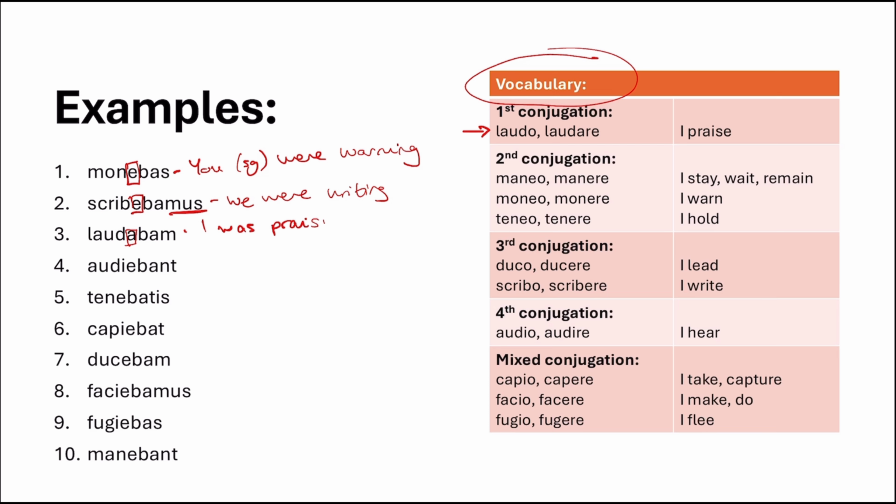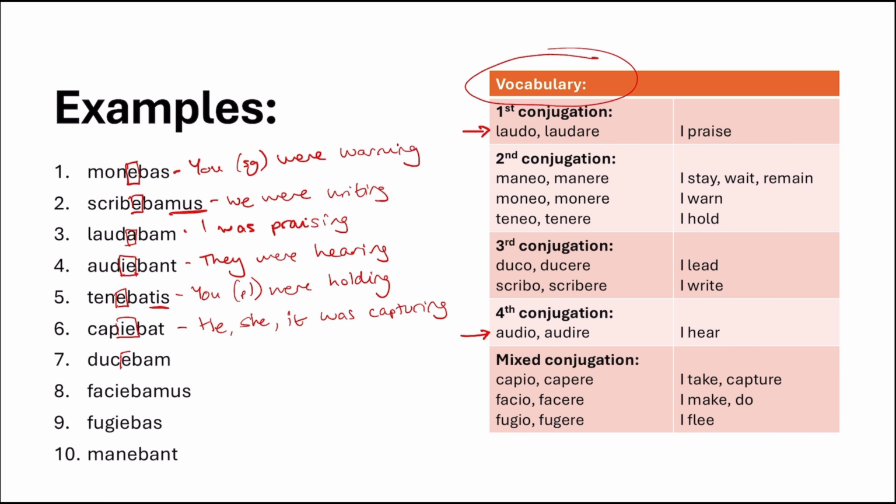And all of these again could be used to. So you used to warn, we used to write, I used to praise. Just depending on what makes the most sense in your sentence. Audiebant, IE in your fourth conjugation there, audio meaning to hear. They were hearing. Tenebatis, tene are your second conjugation verb, so with that E, and batis, you plural, were holding. Capiebat, mixed conjugation, so IE, he, she, or it was capturing.